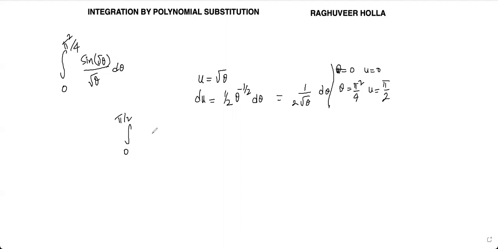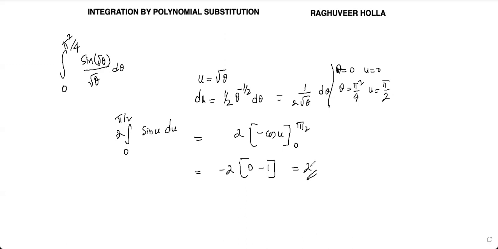Now this is sine u into du, and this is 2 times du. Okay, so 2 times the integration of sine u is minus cos u, from 0 to pi by 2. So minus 2 times cos pi by 2, which is 0, minus 1, so which is 2.